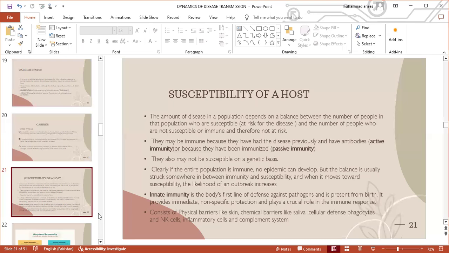Innate immunity is the body's first line of defense against pathogens and is present from birth. It provides immediate, non-specific protection and plays a crucial role in the immune response. It consists of physical barriers like skin, chemical barriers like saliva and other body fluids, cellular defense like phagocytes and natural killer cells, also known as NK cells, inflammatory cells, and the complement system of coagulation.